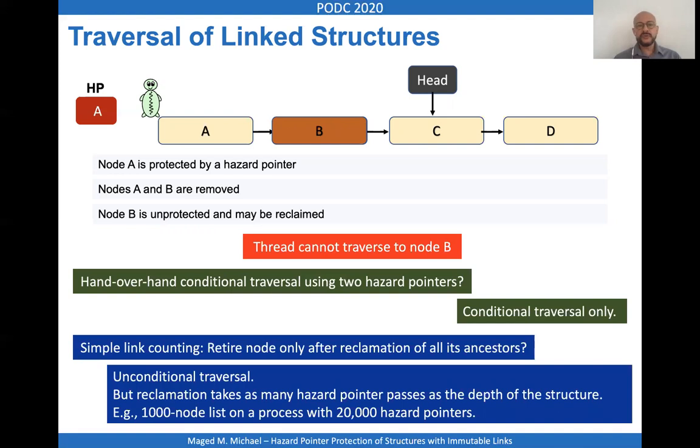Another alternative is to add a layer of link counting on top of hazard pointers, but then that would give us unconditional traversal, but it has the problem that we cannot retire a node until we reclaim its ancestors. So we would get in a situation where it's not uncommon to have a process with tens of thousands of hazard pointers and a long list that's, let's say, 1,000 nodes. We would have to check all the 20,000 hazard pointers to reclaim each of the nodes. So that can be impractical for important use cases.